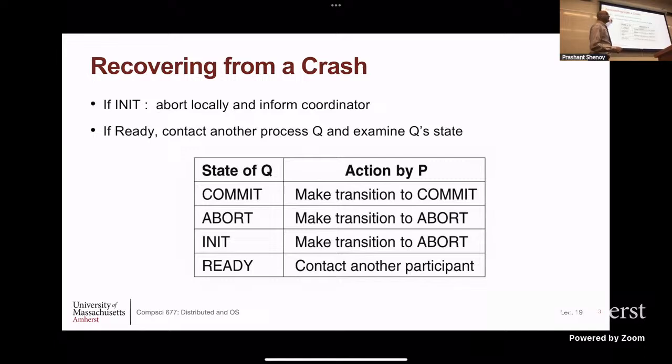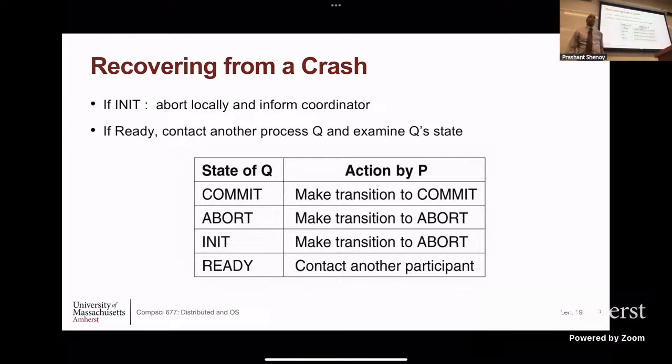On the other hand, if it comes back up and it finds itself in the ready state, you can ask some of the other participants. If one of the participants says, okay, we got a commit vote from the coordinator, then you know that the votes were received, the decision was made, and you just didn't get the decision. It crashed before the decision came. So you can make a transition to commit.